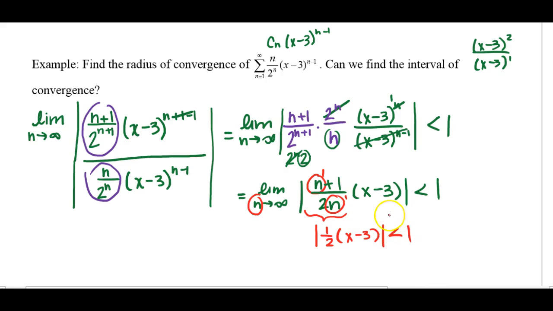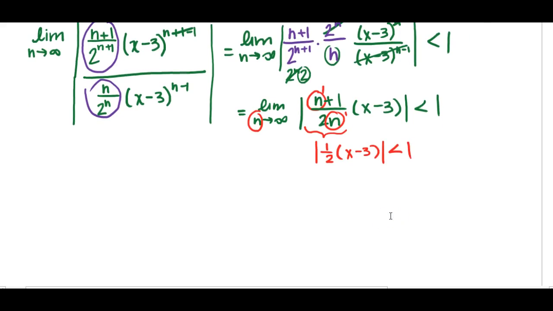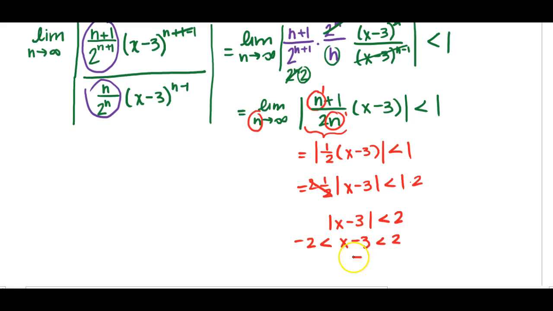Now this is something that I can solve. I'll scroll down, make a little bit more space. This is the same as 1/2 times the absolute value of x minus 3 is less than 1. My properties of absolute values tell me that I can pull out this 1/2 because it's positive, and then multiply both sides by 2. So these will cancel, and I get the absolute value of x minus 3 is less than 2. So negative 2 is less than x minus 3 is less than 2. I'll add 3 everywhere, so I get 1 is less than x is less than 5.